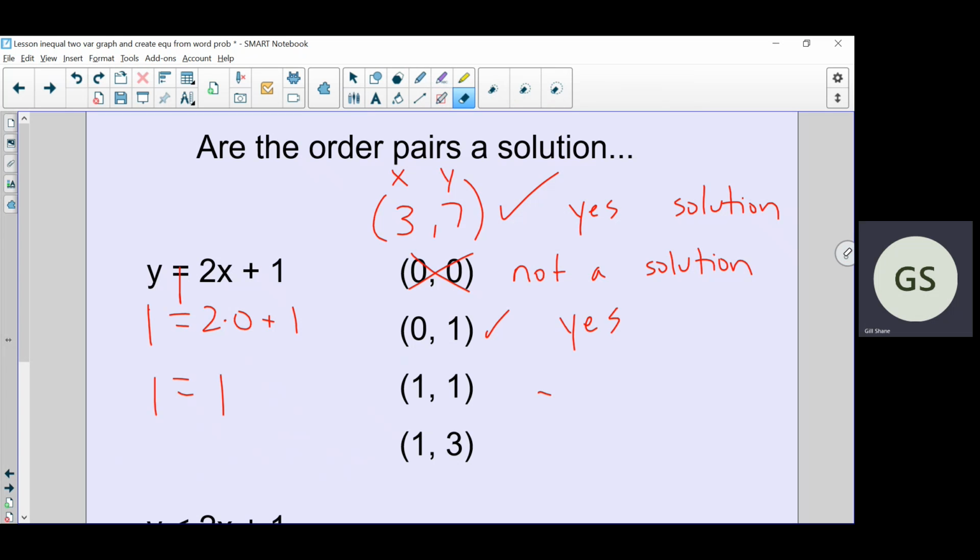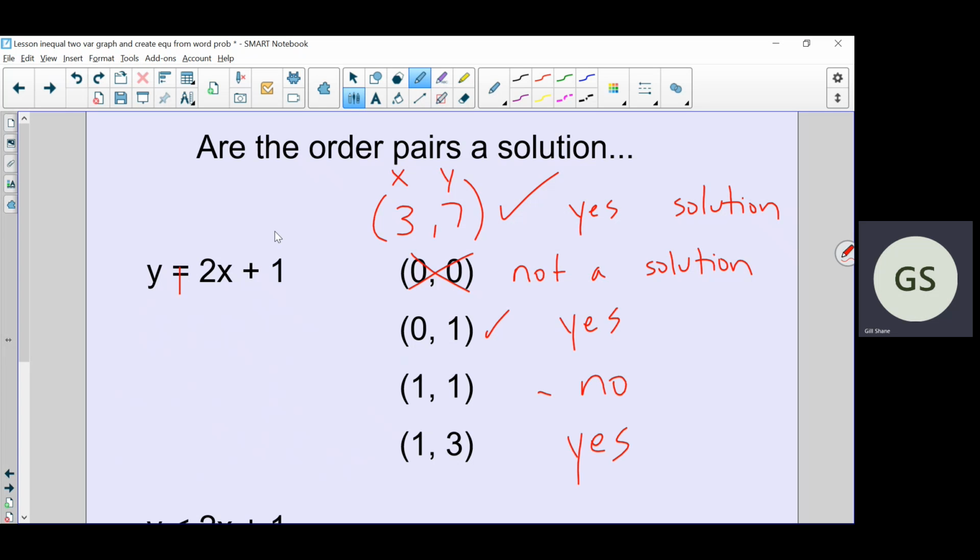So we just do that over and over again. Every time you're doing that, you're testing that particular ordered pair. I'm not going to continue to do it. I'm just going to tell you which ones were and which ones weren't. That was a no. That was a yes. We got 3 equaled 3 on the bottom. So those were your answers. There was another way to do that. What's the other way to do that?